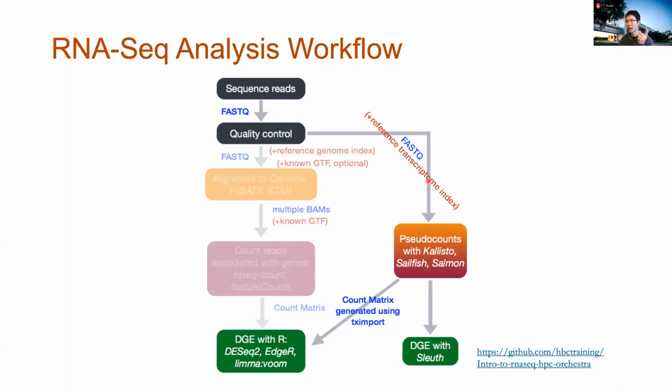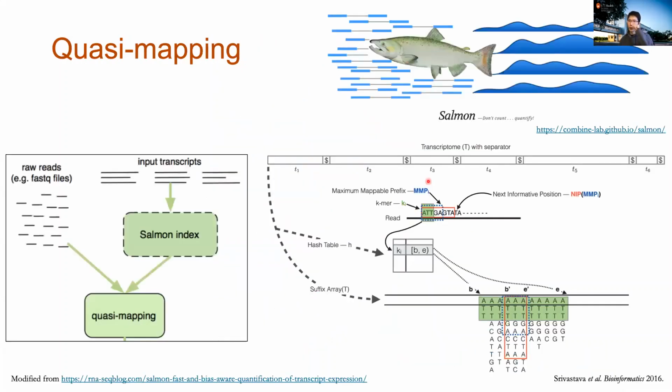So here's how it works. They call it pseudo alignment or quasi mapping. There are several ways to describe it. That's the figure I extracted from their website. So Salmon, they say don't count, quantify.